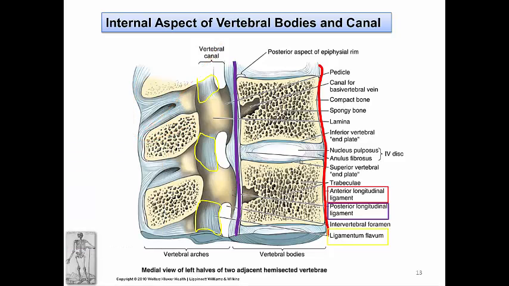Last but not least, the intervertebral disc. The disc has two parts. It has this inner part, which is called the nucleus pulposus. It's a remnant of an embryological structure called the notochord, and it has an outer part, this fibrous portion, called the annulus fibrosus, which in direct translation would be something like the fibrous ring, which is exactly what it is.